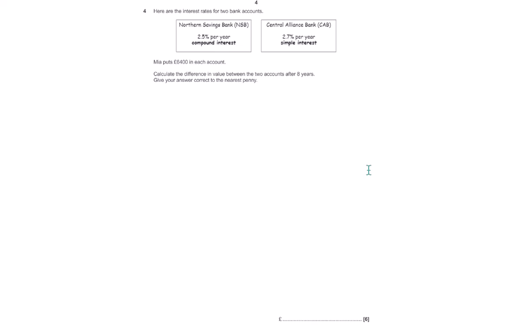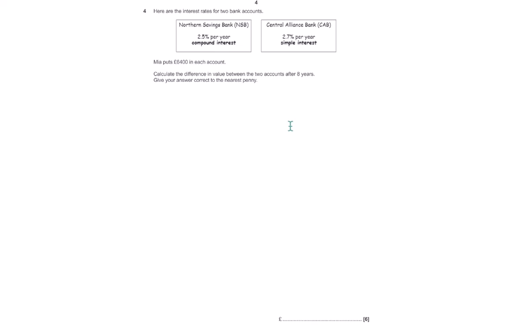Now for part 2. Here is an exam question. Here are the rates of interest for two bank accounts. Now the Northern Savings Bank will give you 2.5% per year compound interest, and the Central Alliance Bank will give you a higher rate of interest, 2.7%, but that interest is simple interest, and that means that the amount of interest will be the same every year. Mia put £6,400 in each account. Calculate the difference in value between the two accounts after 8 years. Give your answer correct to the nearest penny.